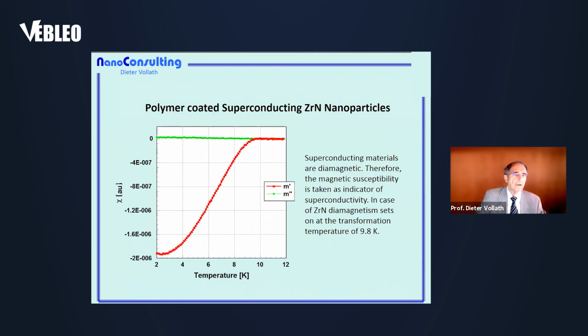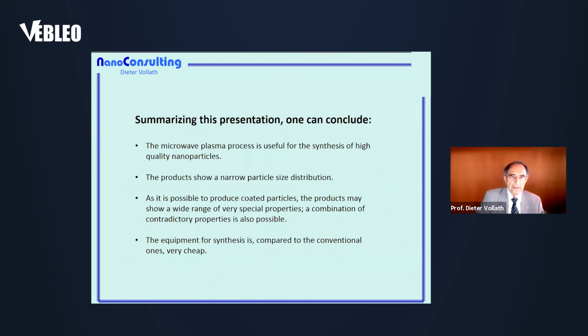One can also make very special properties, for example, superconductivity. Also, one can make zirconium nitride nanoparticles with polymer coating, which shows superconductivity. Here, superconductivity is demonstrated by the magnetic susceptibility, because it is nearly impossible to measure electrical conductivity of isolated particles.